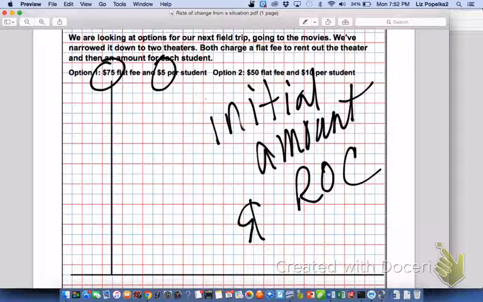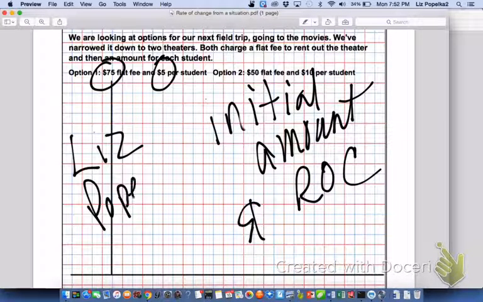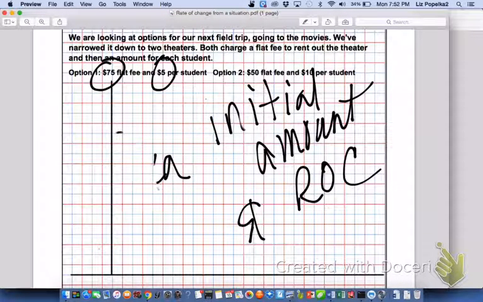Okay, well, when you're saying your name, so my name, for example, I usually go by Liz, last name Popelka. My initials are LP because LP are right there at the beginning of my name. Well, the same way that the initial of your name is at the beginning, the initial amount is where you start in each situation. So option number 1, the initial amount is $75 because the second we schedule that field trip, roll up to the movie theater, it is $75 at the beginning, right from the get-go, no matter what.